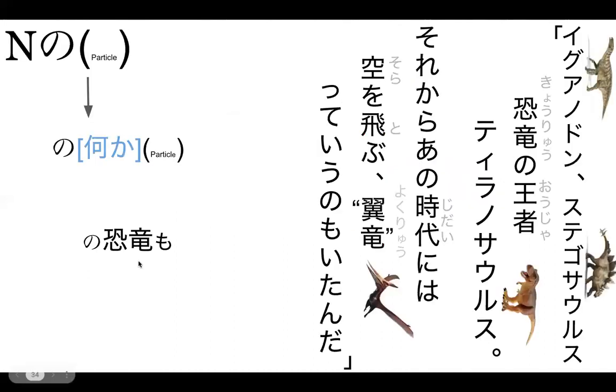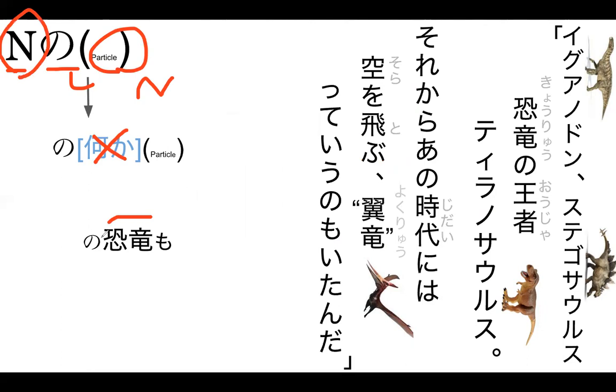So now we're at our last sentence. Also, in case you forgot, if you go noun, no, then particle, this means the no is being connected to another noun that has been dropped. But that's only the noun before the no. So in this case, in the context, we're talking about kyōryū. So we know that the thing that's been dropped is kyōryū. So now you can read it.